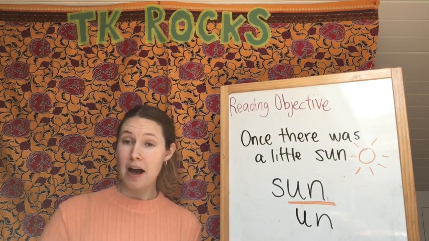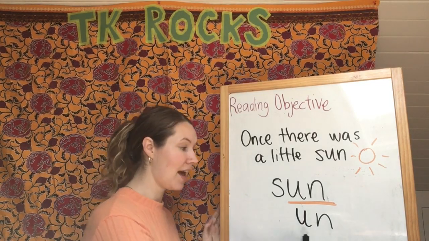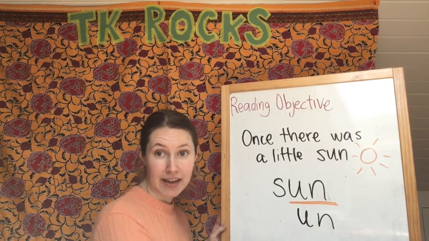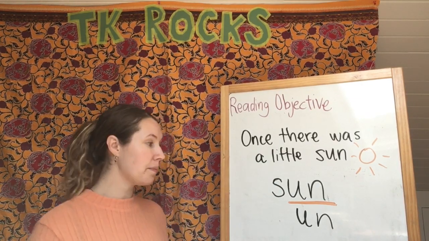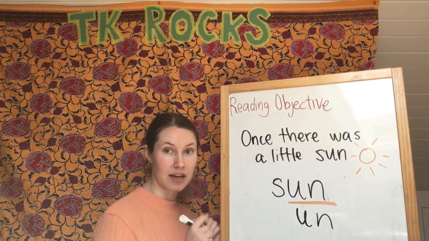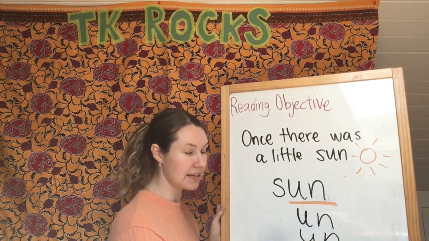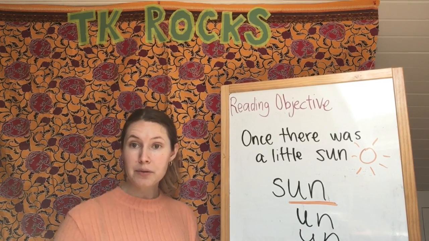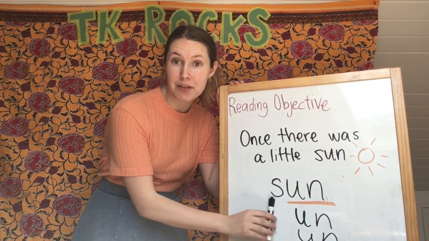So your job at home tonight is to come up with 2 words that have the ending sound of un, and I want you to write them down and take a picture of them. So your page would look like this. It would have sun at the top, and then it would have 2 words that have the ending sound of un. And what you can do to try and figure out these words is try putting some other beginning sounds in front of them.